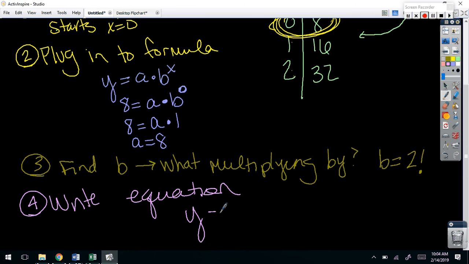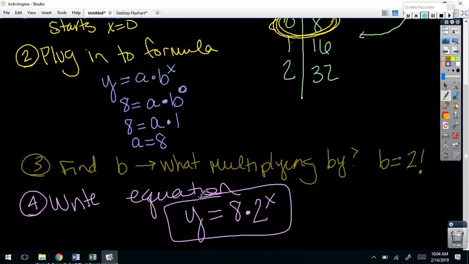I'll show you. All right, so y equals, what is a? 8 times, what is b? To the x. There's your rule or your equation. You just leave it like that. So remember, b is what you multiply by, and a you have to find. We're going to graph it in a minute. Every time I add 1 on this side, I multiply by 2 on this side. Think about it kind of like your slope on a line, but this time it's multiplying.